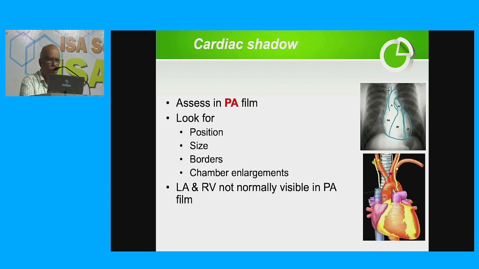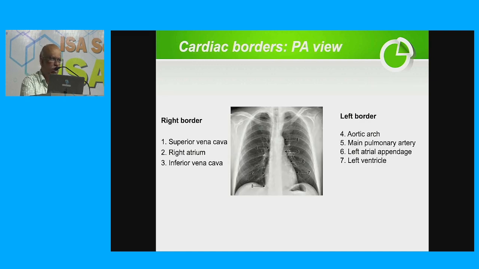This is the PA view. So the right border is constituted by, please. Right border of the heart is formed from above downwards by? While in an exam it is better to tell from above downwards. From above downwards, the right border is formed by superior vena cava, right atrium and inferior vena cava. And the left border of the heart is formed by aortic arch, main pulmonary artery, left atrial appendage and left ventricle.